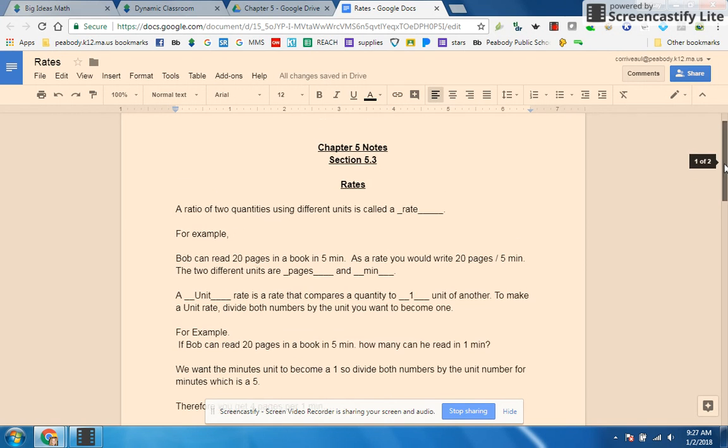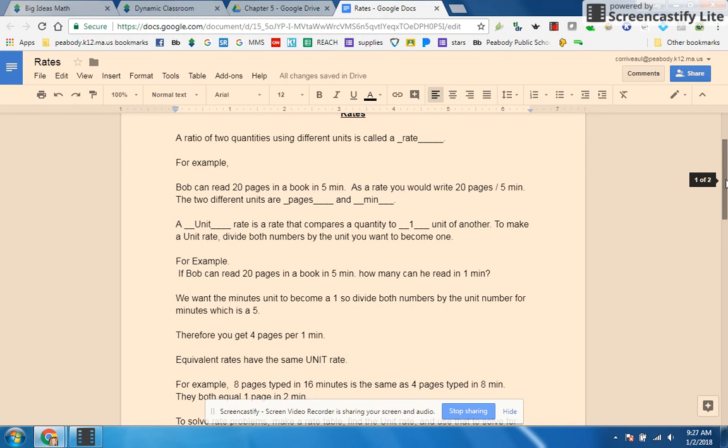So for example, we could take the one about reading. If Bob can read 20 pages in a book in 5 minutes, how many can he read in 1 minute? We want the minutes to become 1. So since the minutes was 5, we're going to divide both numbers by 5. So you end up getting 4 pages per minute, or per 1 minute. That's a unit rate because you're comparing it to 1.